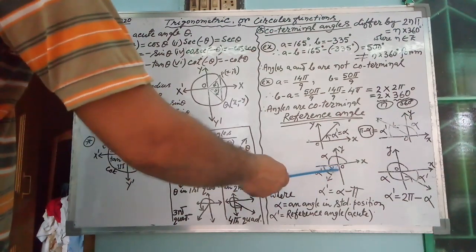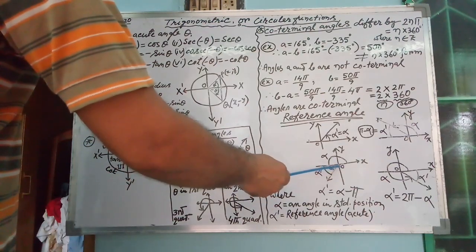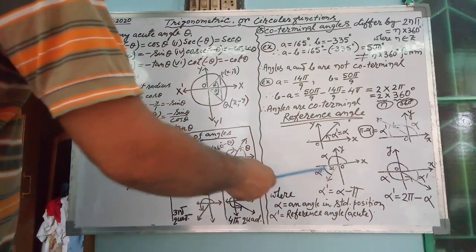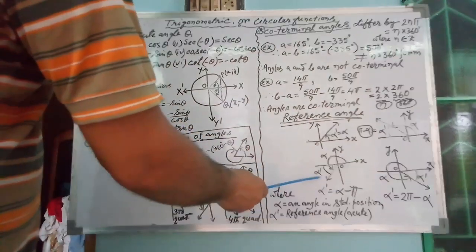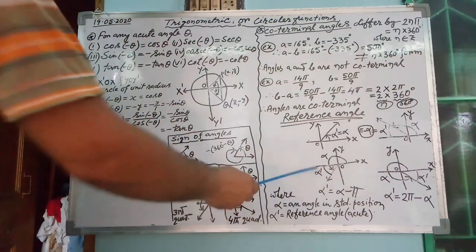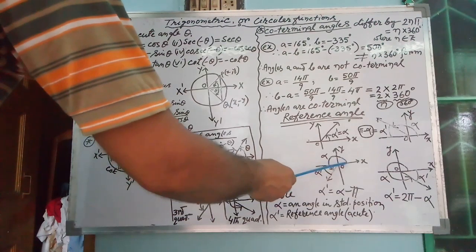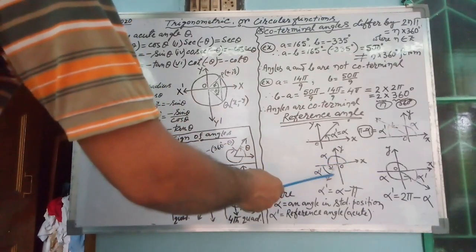So the angle made by the terminal side and the x axis is what? This angle. This angle is called the reference angle. So what will be the measure of alpha dash? Alpha dash is equal to, from here to here is alpha, and if we subtract this pi, then you will get this angle.